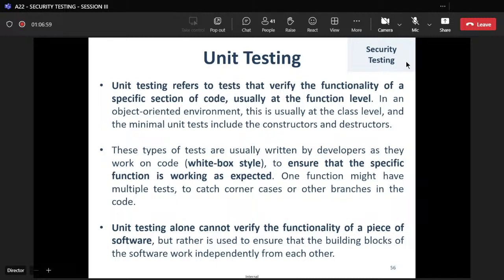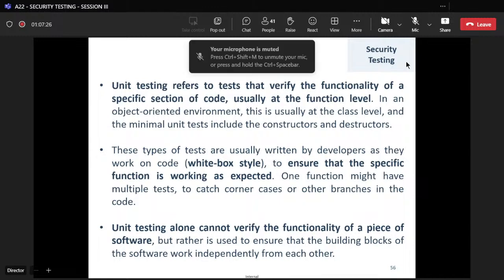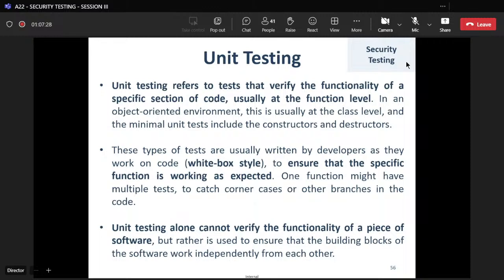Unit testing, we already discussed, is testing a particular functionality within a particular section of the code at the functional level. Mostly this will be done by the development team itself. So it's a kind of white box testing because they have visibility of the entire software code. They have the requirement specifications document. They have the high level design, low level design, the business requirements. So it's a white box style. They're going to perform the unit testing.